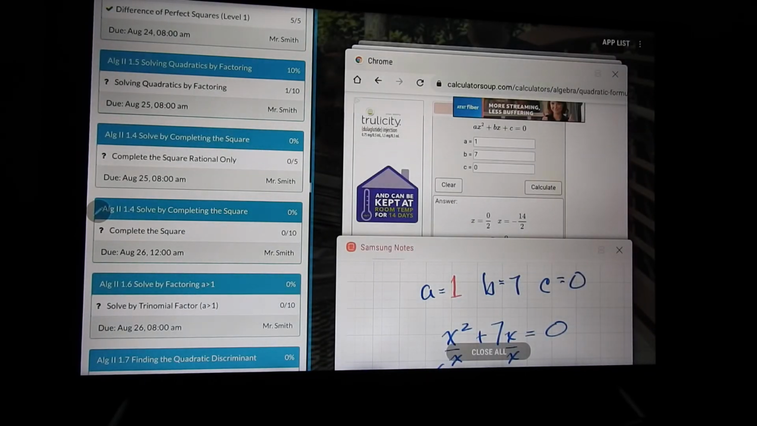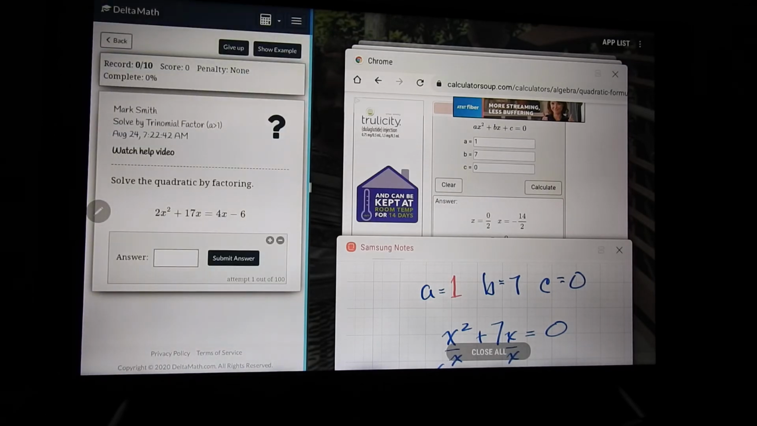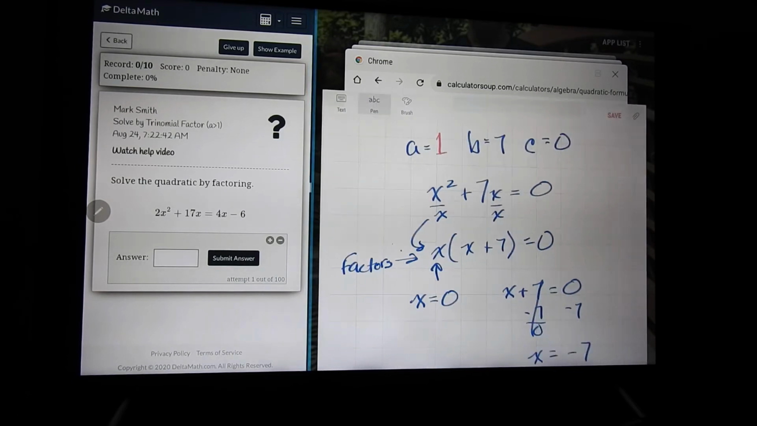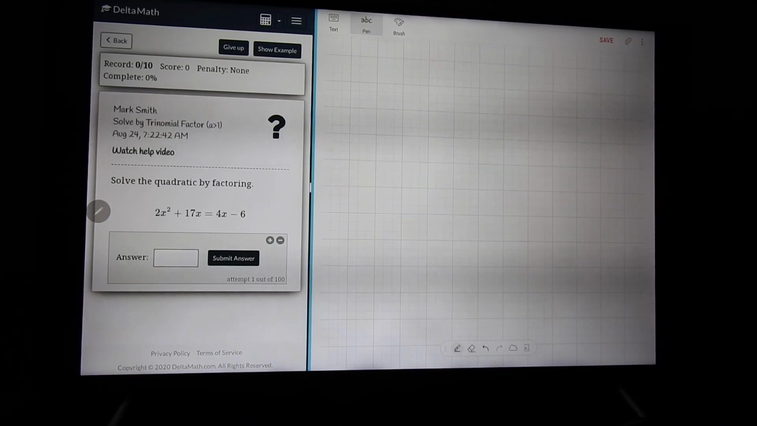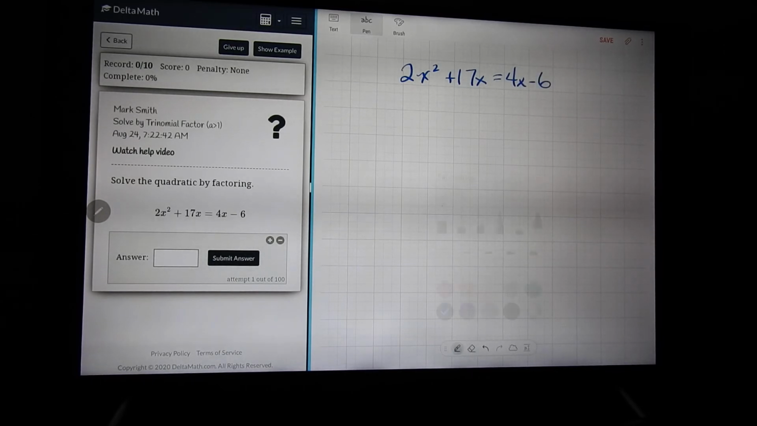So next, we have two of these to do today, 1.5 and 1.6. We're going to do 1.6, which is quadratic solved by factoring. On this one, you have to do some algebra to find your a, b, and c. We have 2x squared plus 17x equals 4x minus 6. Now let's remember our two steps.